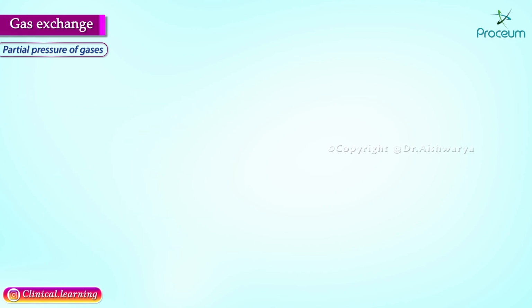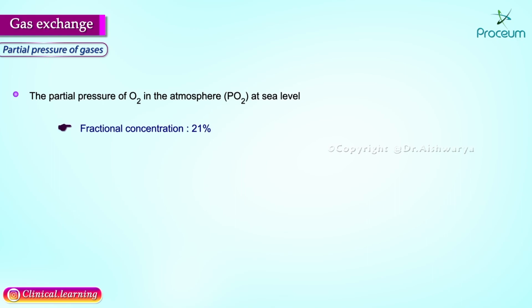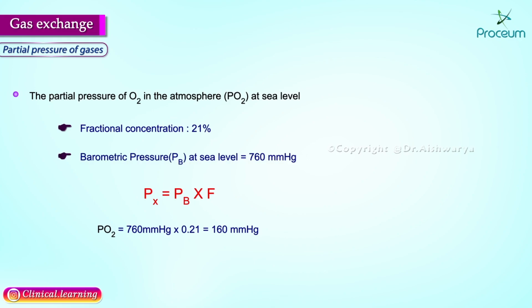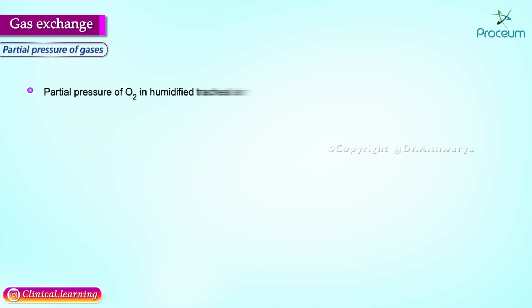So if you see here, the partial pressure of oxygen in the atmosphere at sea level with the fractional concentration of 21% can be calculated by using this formula. We know the formula, which is Px is equal to Pb into F. So here the partial pressure of oxygen is equal to 760 millimeters of mercury into 0.21, which is 160 mm of Hg, where the barometric pressure Pb at sea level is 760 mm of Hg.